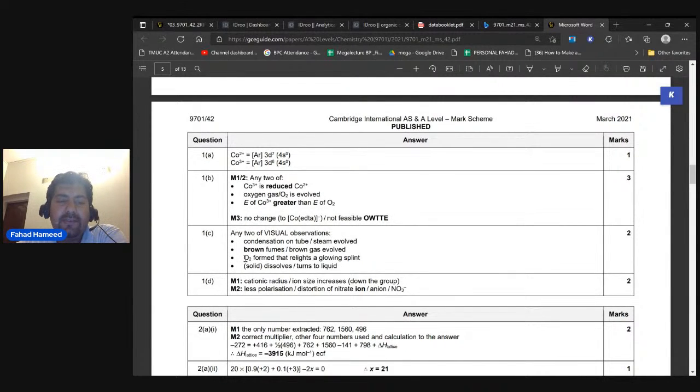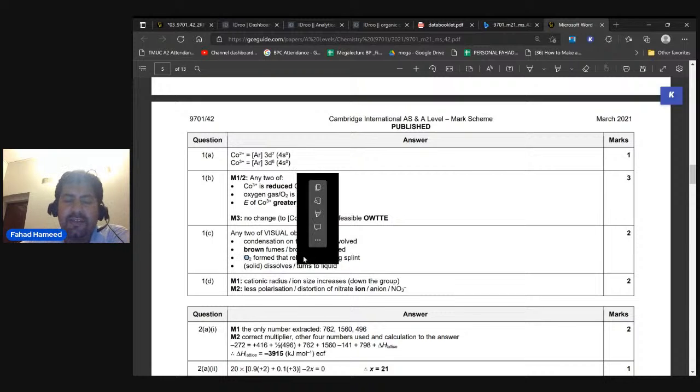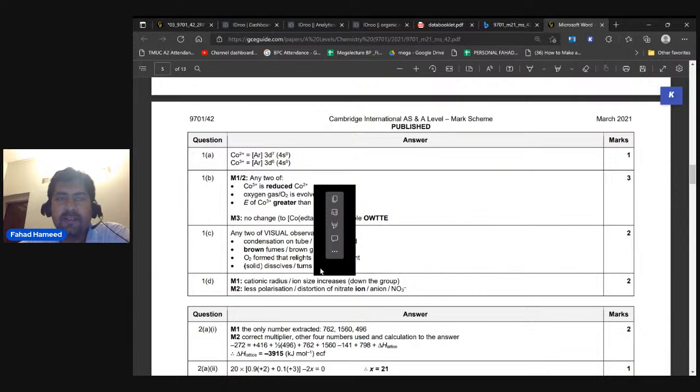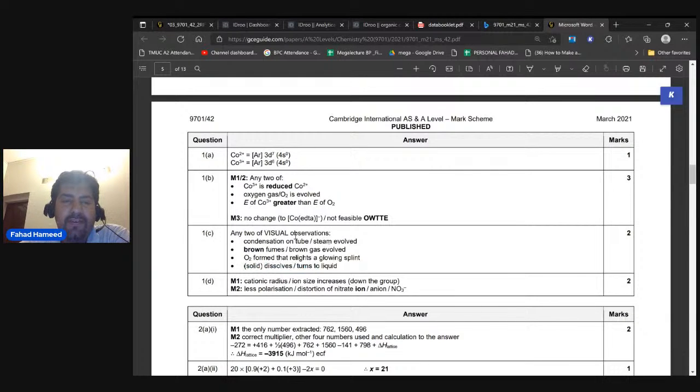You can go and test for oxygen, but again, that's not really an observation because when oxygen gas is formed, you will not probably be able to see it. Or solid dissolves to turn to liquid. Okay, it's assuming that the solid dissolves because that's if there's water present. But the first two are the more reasonable assumptions.